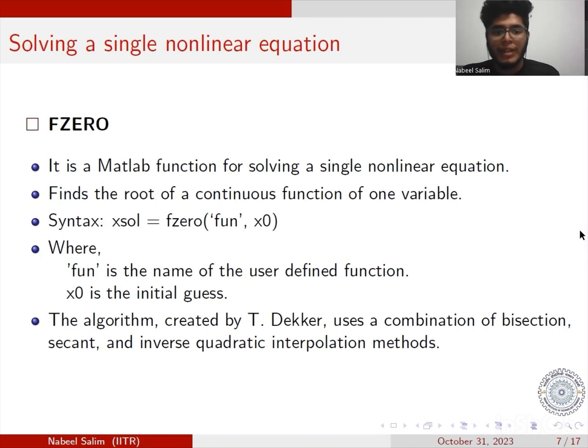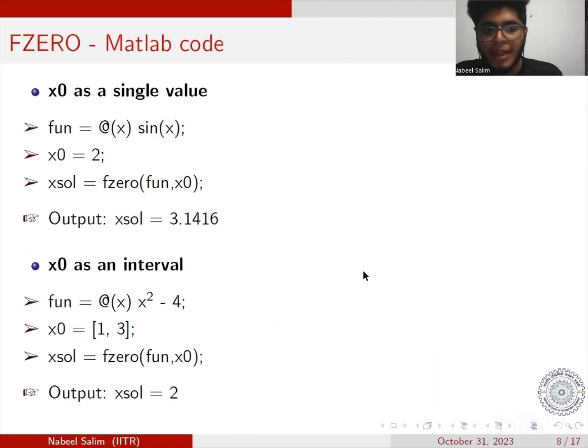You can call the fzero function as x solution equal to fzero of function comma x0. Here, the function is the name of the user-defined function. You can define a function named fun and define the nonlinear equation in that function, and x0 is the initial guess. The algorithm inside fzero is a combination of bisection, secant, and inverse quadratic interpolation methods, and it was created by T. Dekker.